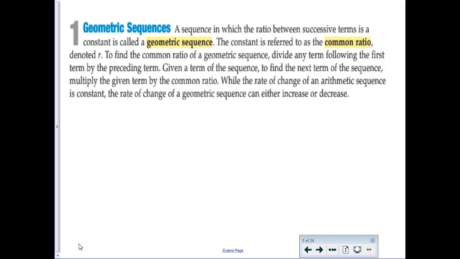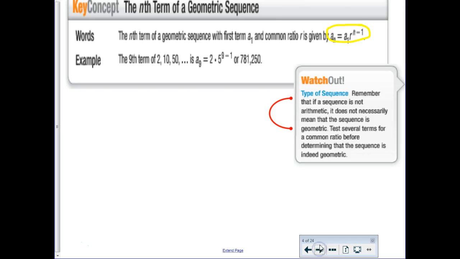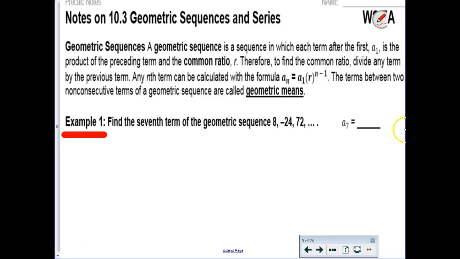So who, off the top of their head, it's probably somewhere in your paper here. Do you guys see the geometric sequence formula? I think it's on the next part of your notes. It's this guy right here. So that's the same formula we used a few days ago.